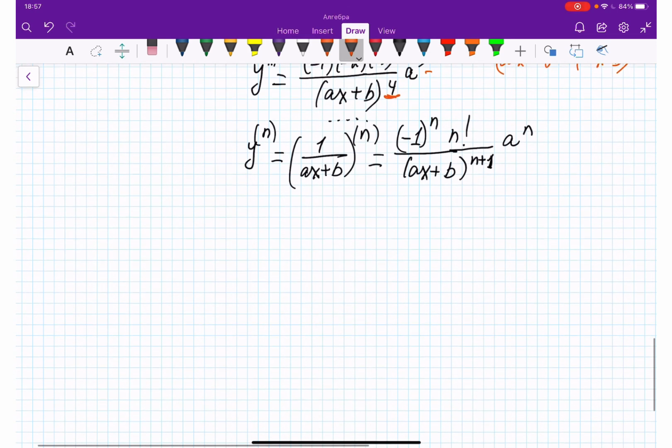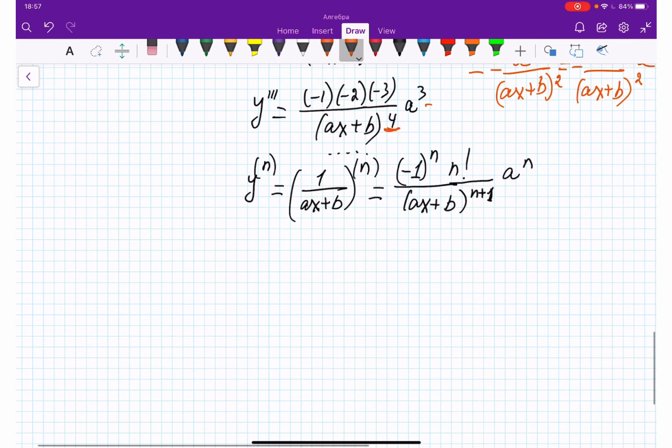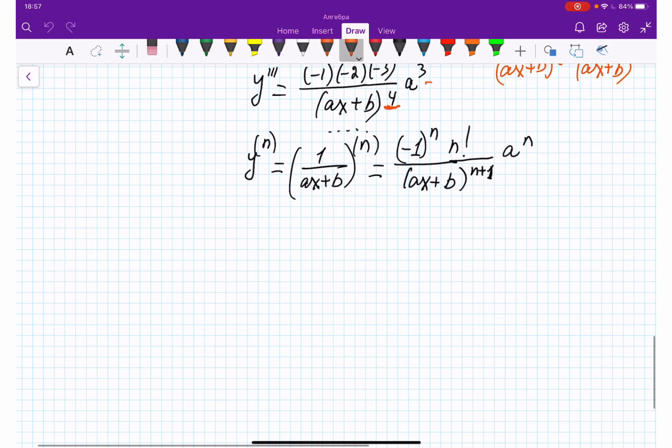Okay, and for n equal to 0, this formula will give us the correct formula for the original function y, right? The same way as the previous one. And let me do one more time.